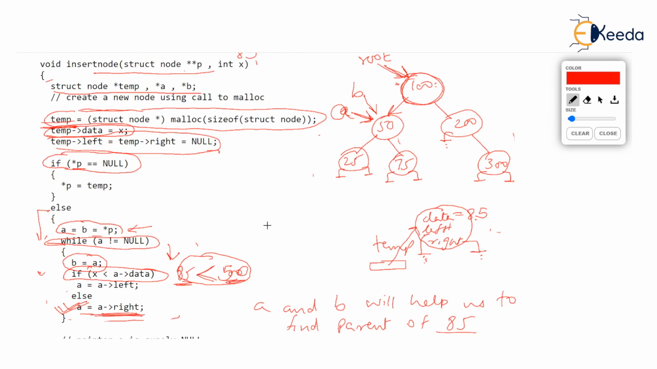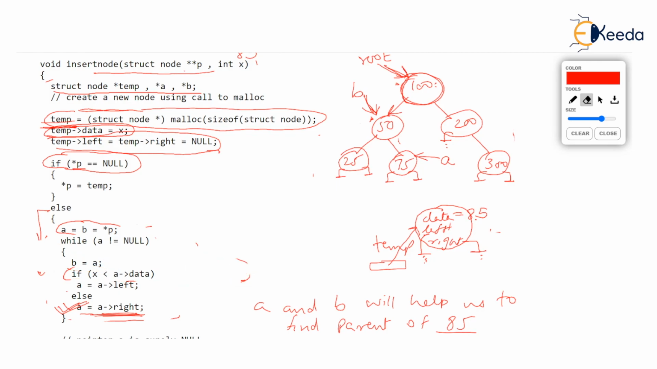So A will discontinue to point to 50. But now A will point to 75. A becomes A arrow right. But observe how B is still pointing to 50. B will always point to the parent and A will move to the child. All right. So we have finished the second repetition of while. Now let's go back to while again. Can we repeat?